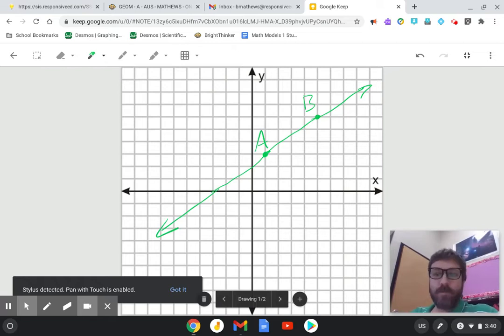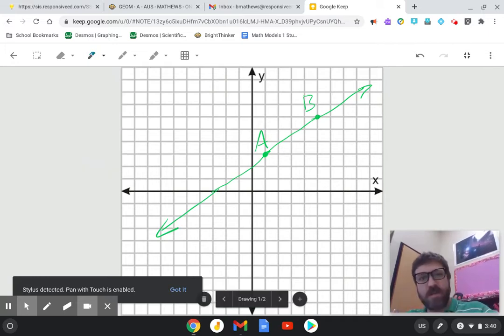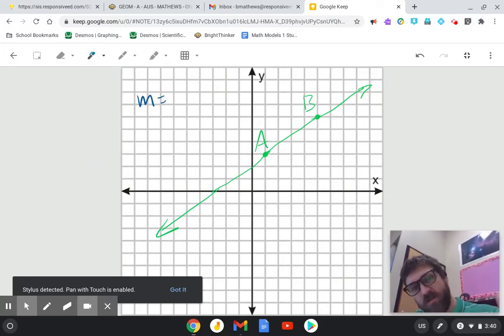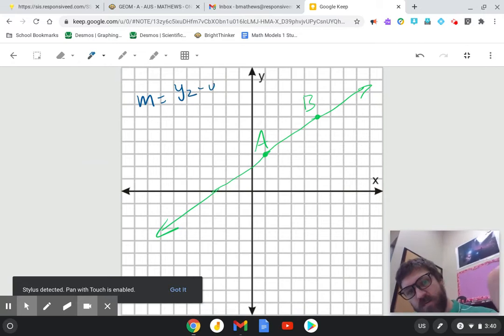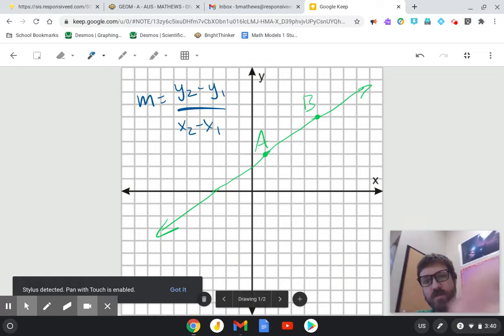And they want us to tell them what the slope of the line is. So my recommendation to you for the most part on these is I don't think you need to go through the process of finding the actual slope using the formula, because I think that's great and all, but really counting is going to be the best way.